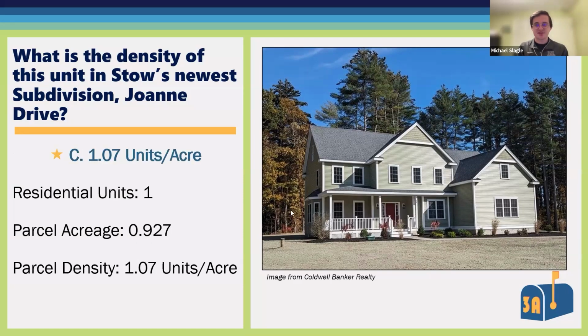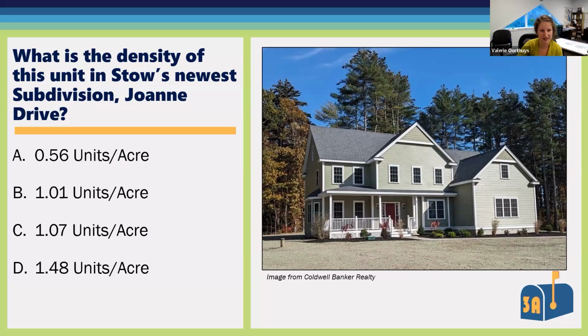So the correct answer for this one was actually answer C. This one has 1.07 units per acre. I'll share the result. Are you sharing it, Valerie? Yep, I am sharing. I don't know if you can see it, but no one chose C. Interesting. Most chose option B, which was just a little under. So B and C were basically the same.